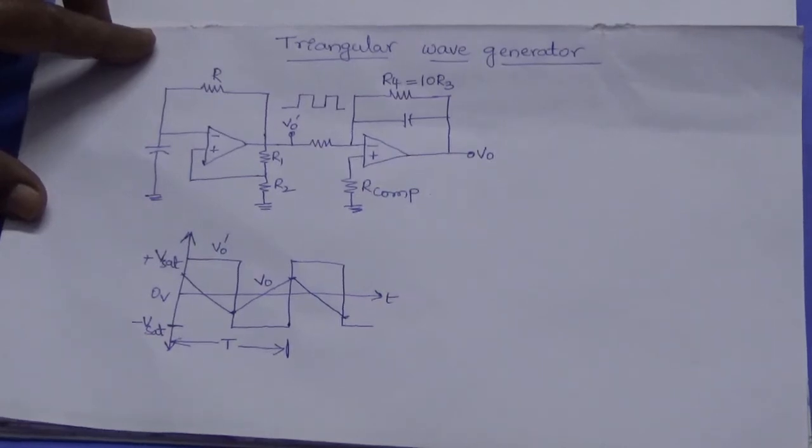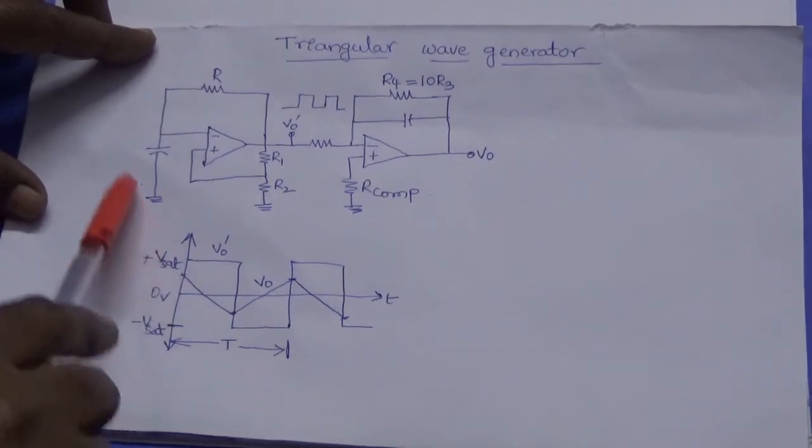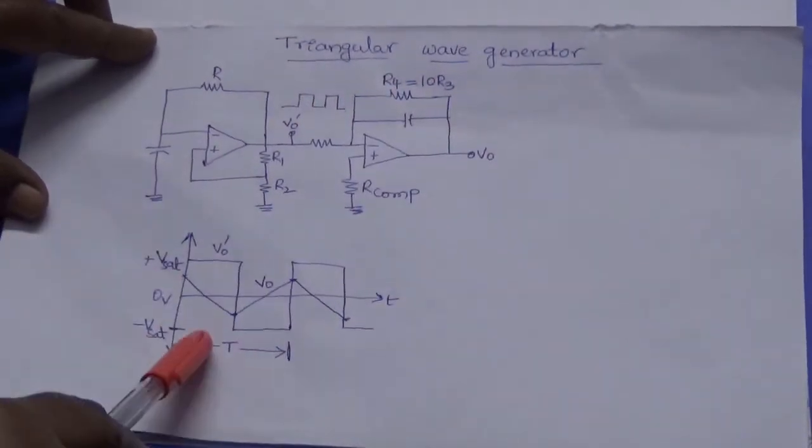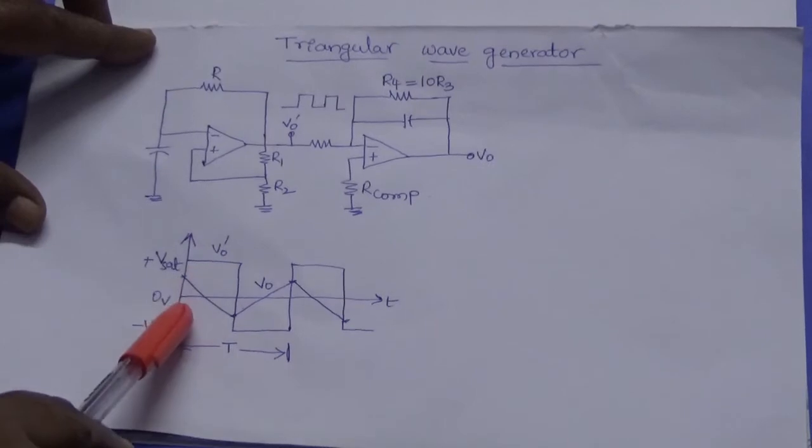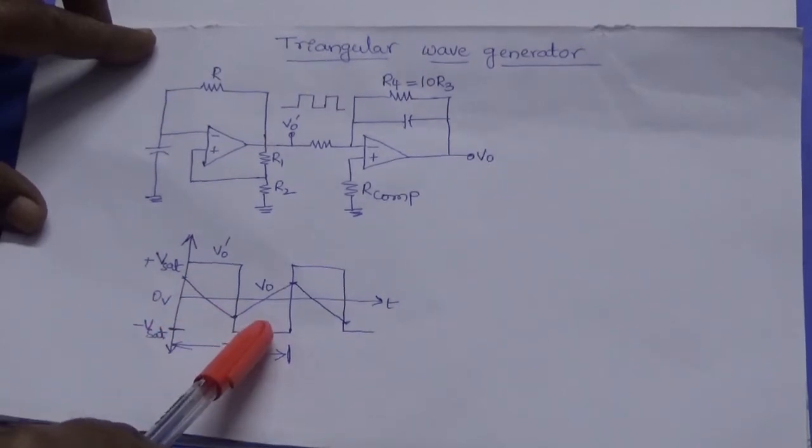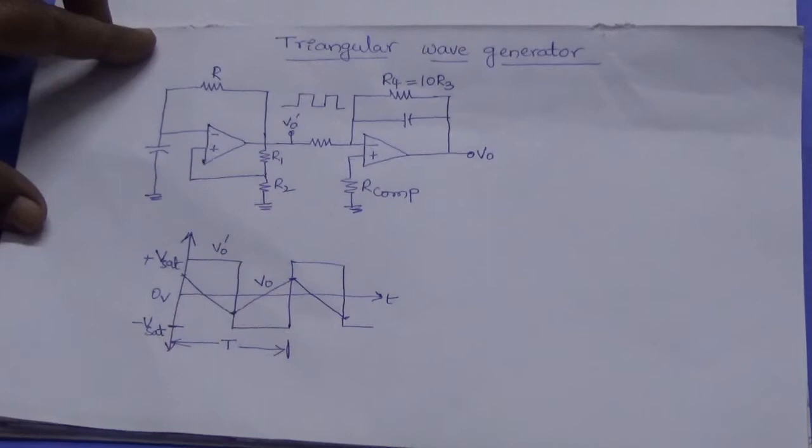So a function generator can generate so many waveforms: square wave, triangular wave, sine waves with different frequencies. So what will be there in the function generators? Function generators will have these types of circuits such that they will produce the required frequency signals.